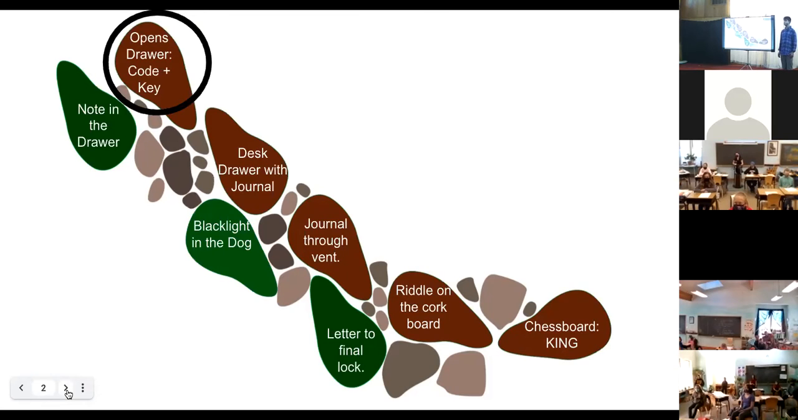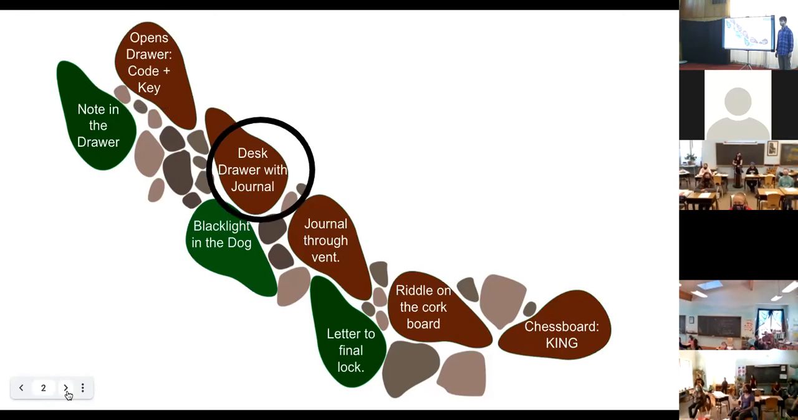Inside of their drawer is a code and a keychain. On that keychain is a key. Engraved in that key it says "Secret Journal, Keep Out." That key can unlock a desk drawer, and inside of that desk drawer is a journal. As you can see, the players have to work together to escape their rooms.